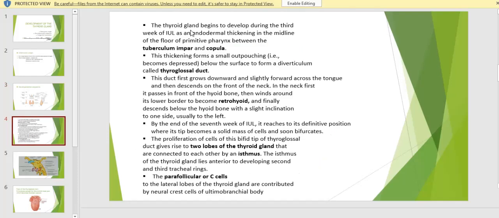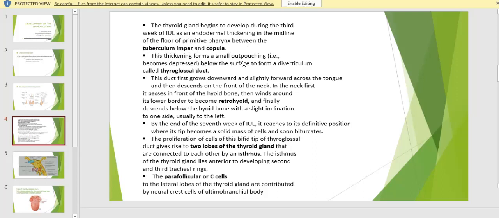Then maybe I should give you the text of that. So this is the text. The thyroid gland usually begins to develop during the third week of intrauterine life, IUL, as an endodermal thickening in the midline of the floor of the primitive pharynx between the tuberculum impar and the copula. This is at the root of the tongue. So remember what forms the tongue. I will also do the development of the tongue, but the tuberculum impar and copula are some of the parts that will give rise to the tongue.